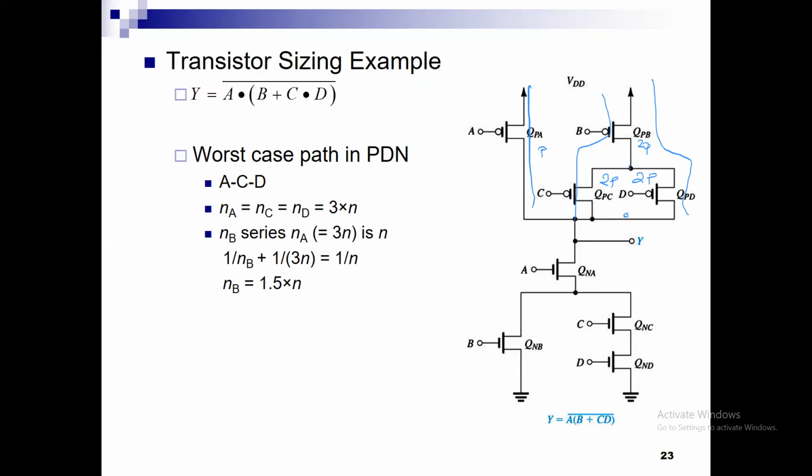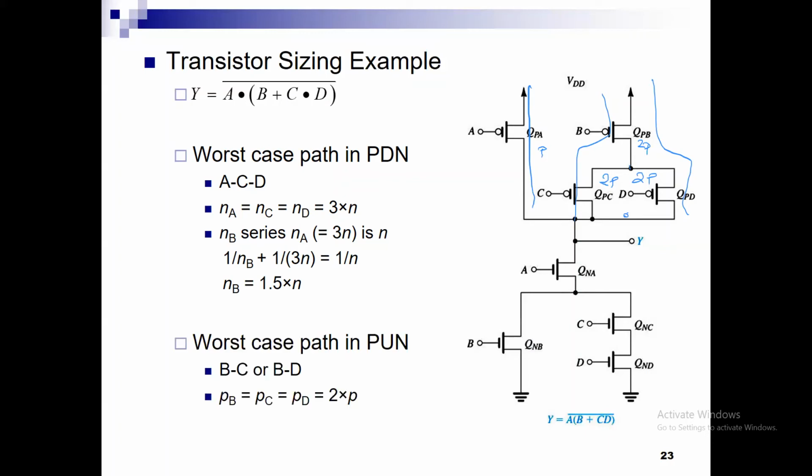Okay. Let us see what the slides say. It says BC or BD is the longest path. And so I'm going to start with their sizes since there's symmetry, 2P. And then PA, I'm going to size it equal to 1 times P. Okay? That would be great. Anybody has any questions so far? Okay.